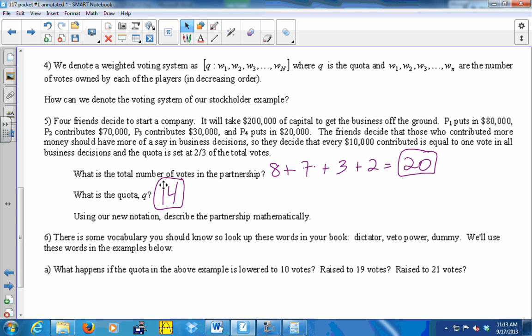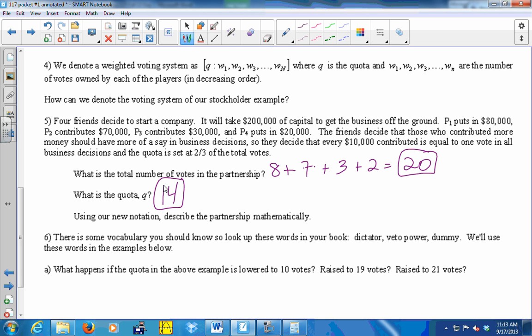Anybody think of a situation where a unanimous vote is required to pass a motion, to make a decision? Courts, yeah. Juries require a unanimous decision to determine guilty or not guilty. So it all depends on the situation. For this particular business, they have decided 2/3 is the threshold. So 14 votes.